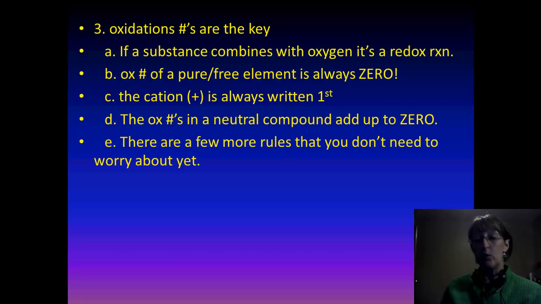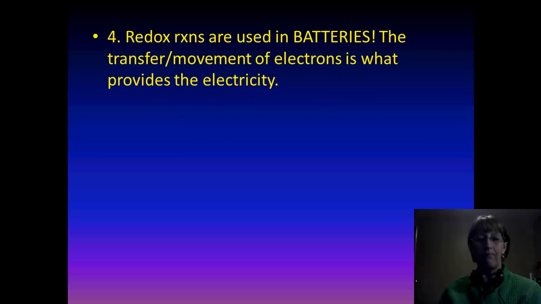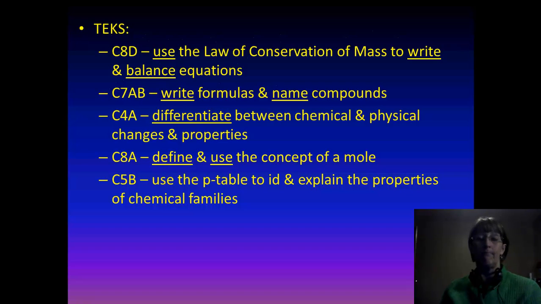There are a few more rules that you don't need to worry about just yet. Okay, number 4. Redox reactions are used in batteries. It's huge. That transfer or movement of electrons is actually what the electricity is. So when those electrons are moving from one place to another, we know we've got a redox reaction. That's all we're going to talk about on the redox reactions.